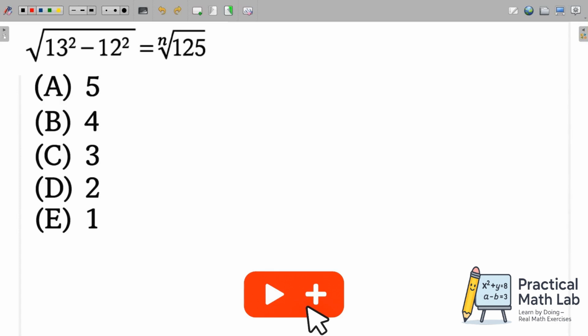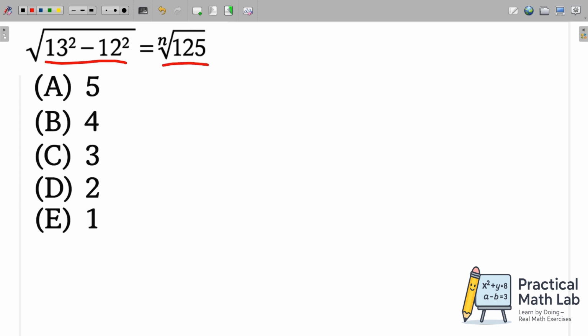Today, we're going to solve the expression that says the square root of the difference between 13 squared and 12 squared is equal to the nth root of 125. First, we need to determine the value of n in this particular equation, so that the left side is exactly equal to the right side. So what are we going to do first? Let's solve the exponent.